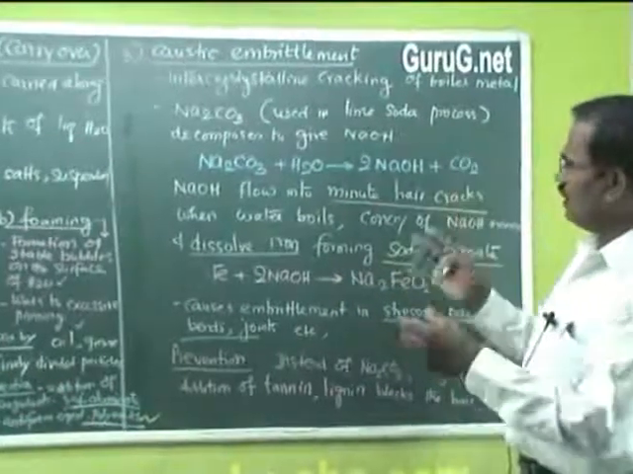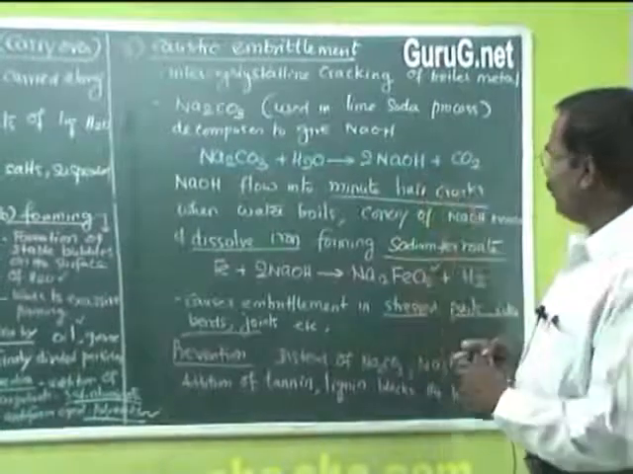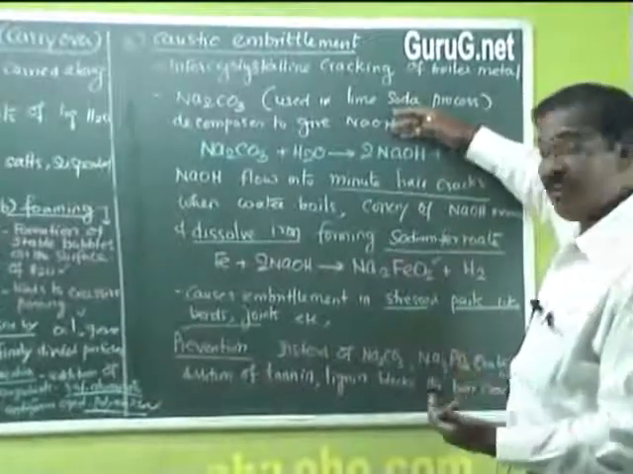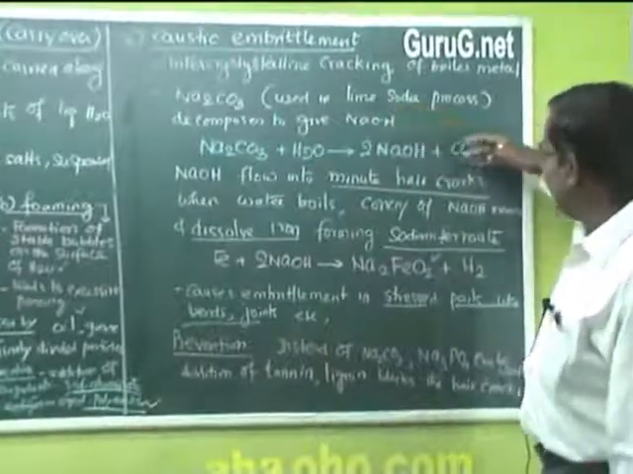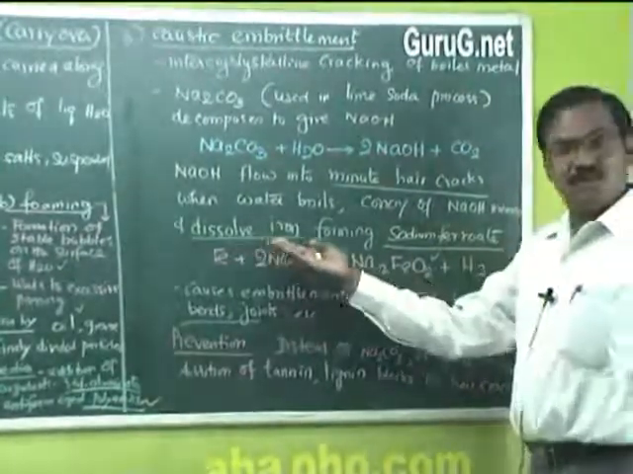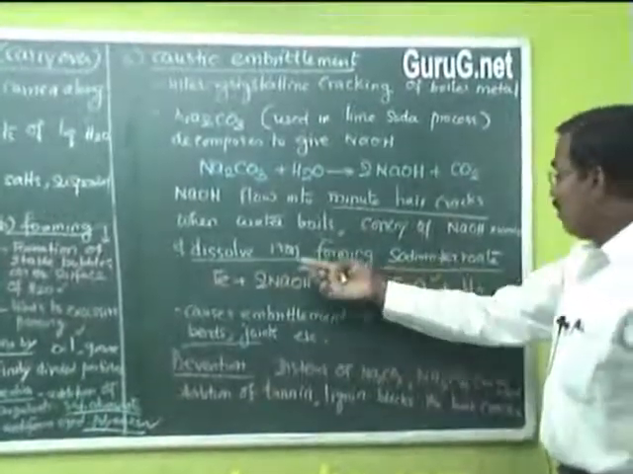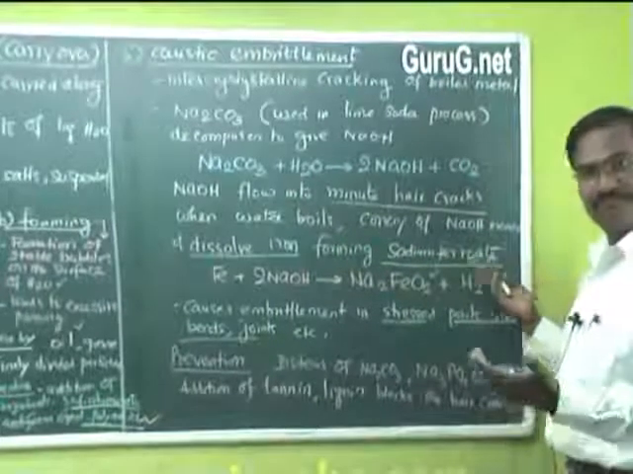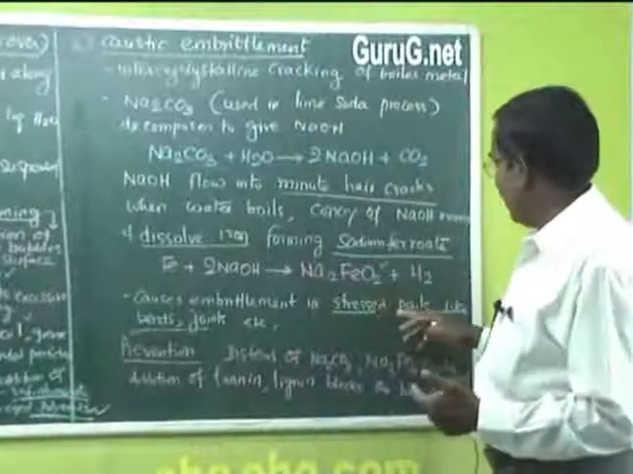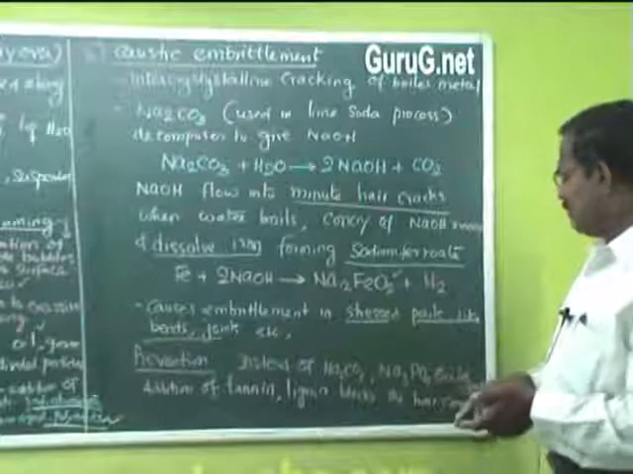So very simple: sodium carbonate, which you added during the lime soda process, undergoes decomposition giving you sodium hydroxide. When water boils, the concentration of sodium hydroxide increases, it goes into the minute hair cracks of the boiler metal, reacting with it, forming a water soluble iron compound, that is sodium ferroate. Since the metal is removed, there is a breaking, happening mainly in the stressed parts like bends and joints. So how can it be prevented?